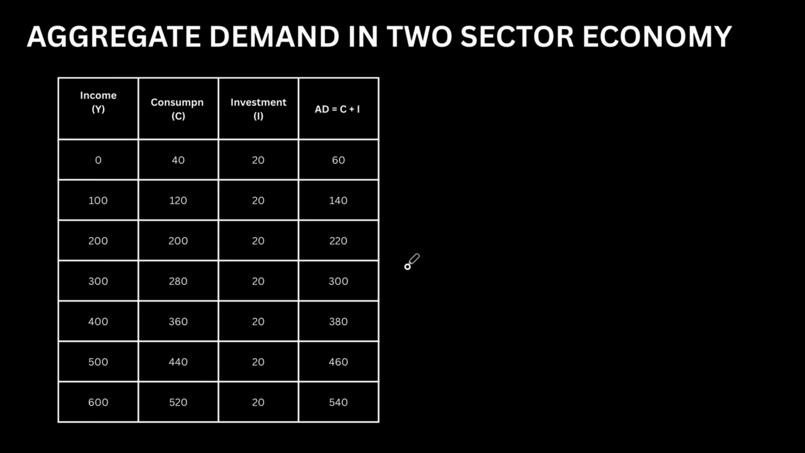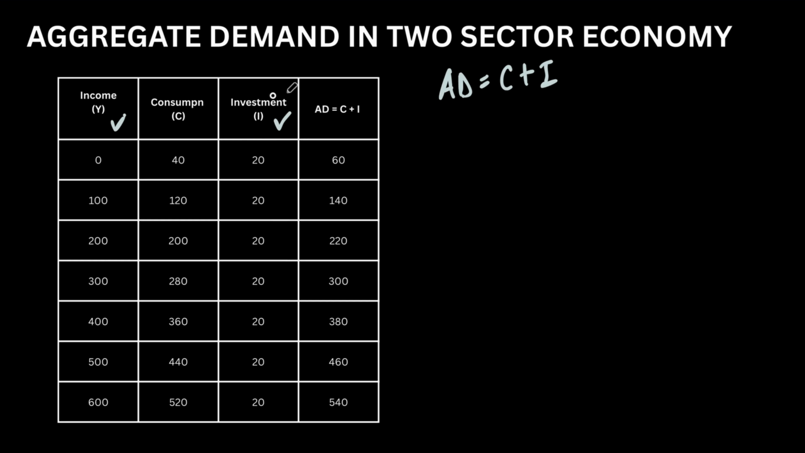Now, let us understand aggregate demand in a two sector economy. Since AD is equal to C plus I, we take income from 0 onwards. Consumption is given as this, and investment will be autonomous. Autonomous means it will remain the same throughout. There will be no change. In Keynesian economics, we take autonomous investment and not induced investment.